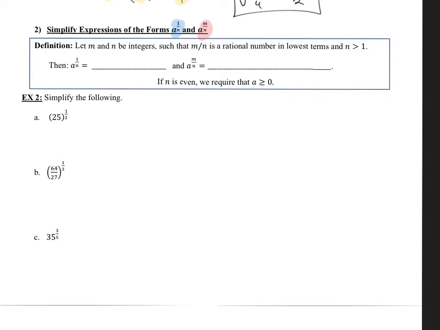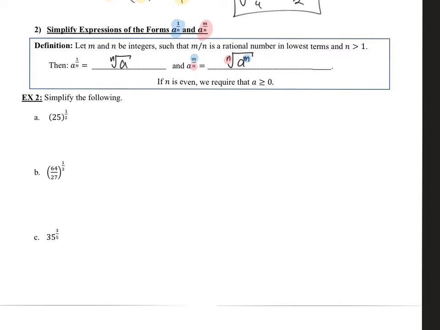So what happens? Well then, a to the 1 over n power is the nth root of a, and a to the m over n power is going to be the nth root of a to the m power. So notice here, the guy on the bottom is going to be the index, and the one in the numerator is going to stay in the top there. Okay, so please be careful. Don't switch those around. The denominator is going to stay as the index value, and the numerator, the m, is going to stay as the power.